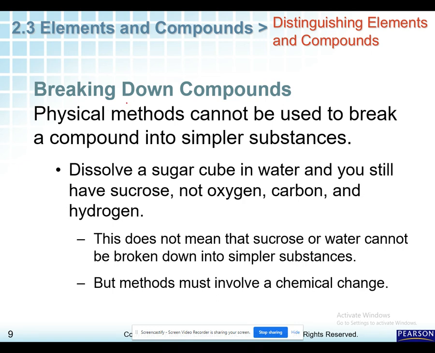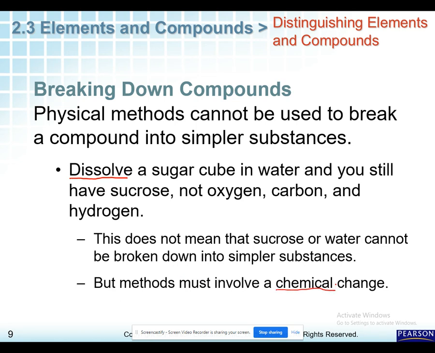Another example of physical is dissolving. Remember, we talked about this in other videos and in class. You dissolve something, it is also physical. If I took sugar or salt and dissolved it in water, I'm still going to have sugar or salt. It does not break down. You've probably heard of sugar water. You can actually boil that water off and get your sugar back. Now, this doesn't mean that we can't break down these things. What this means is that we have to use chemical changes.